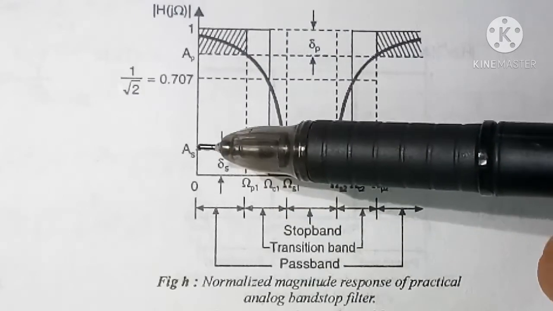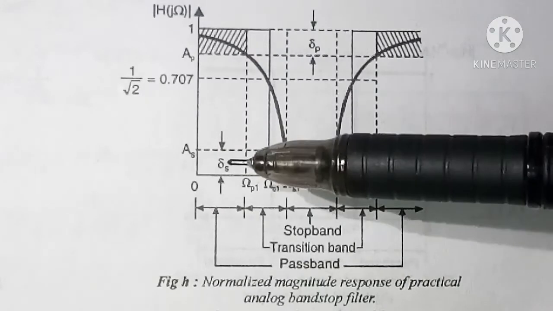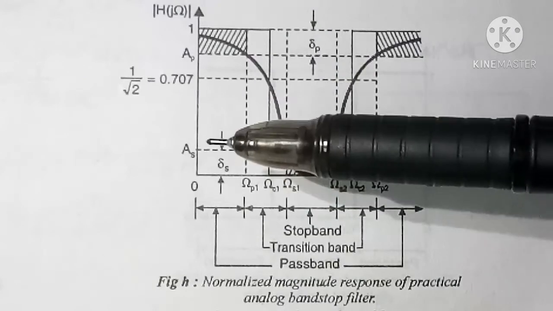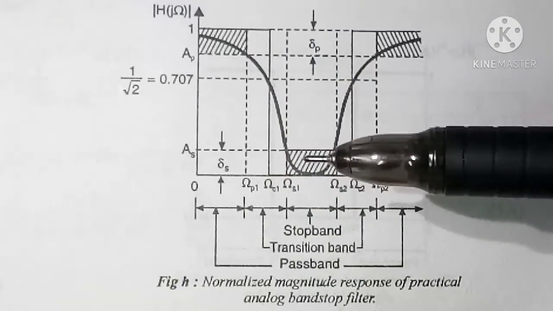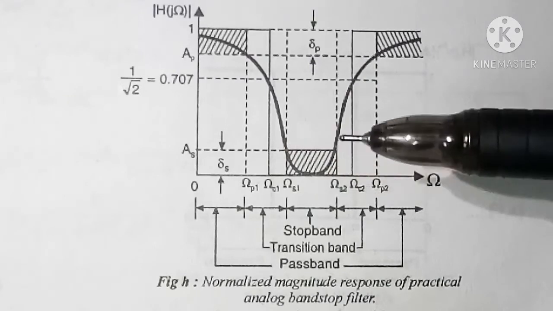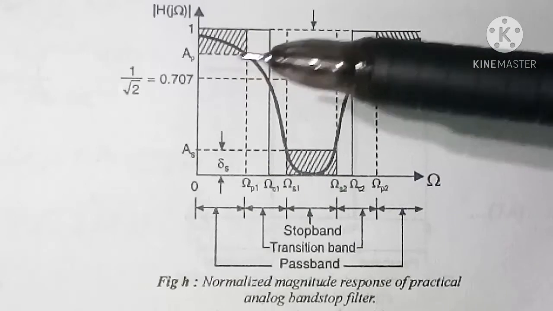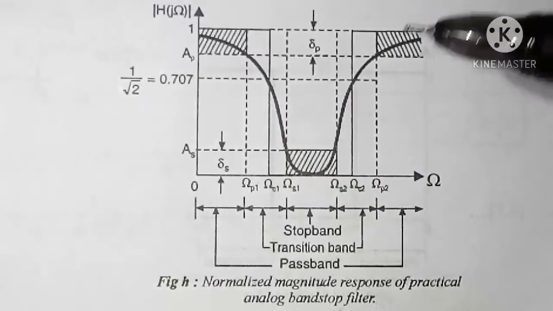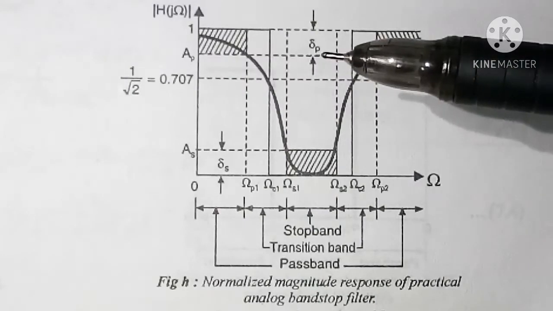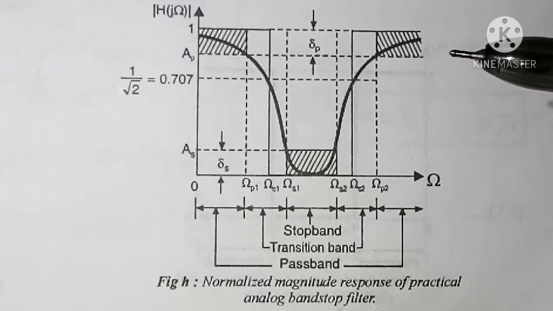Magnitude AS is equal to delta S. Magnitude AS, like in previous cases, is nothing but the magnitude at the stop band frequencies. AP, the magnitude at pass band frequencies, is related to delta P by AP is equal to 1 minus delta P.